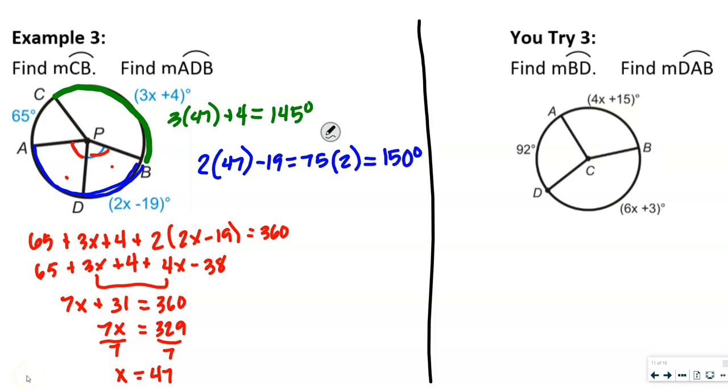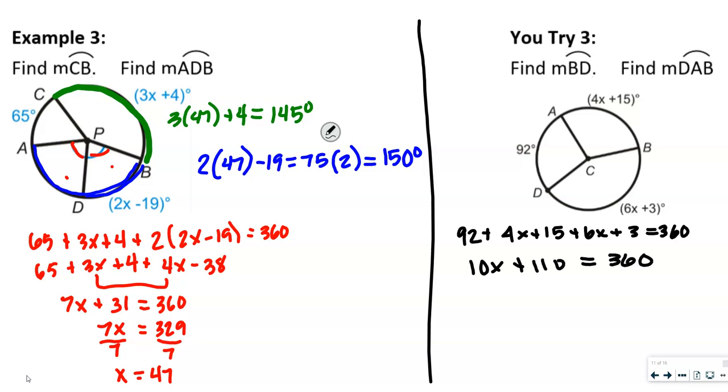So did you guys do the U Try 3? Go ahead and do it now. If not, pause the video. So, okay, once again, we're going to add 92 plus 4x plus 15 plus the 6x plus 3. Going to set that equal to 360, right? Because that's the whole circle. So we've got 10x plus 110 equals 360. Subtract the 110 from both sides. That's going to be 10x equals 250. So x is equal to 25, right?